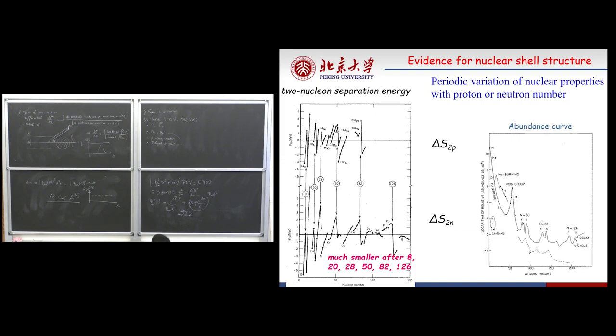we should go back to the textbook: how the magic numbers appear in the textbook, how people suggested their shell structure, what their experimental signals are. In such a way, we try to use these criteria to judge whether the magic number we are talking about is still the same as before, or whether some new phenomenon has appeared. So for example, I just use this slide from a typical textbook. It shows the two-nucleon separation energy as a function of nucleon number, either proton number or neutron number, right?